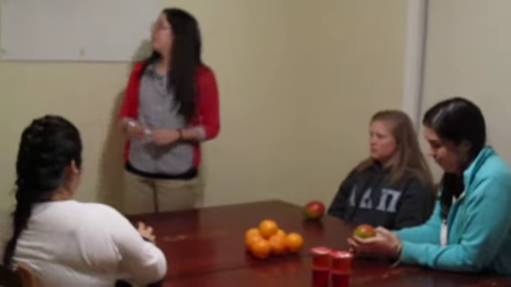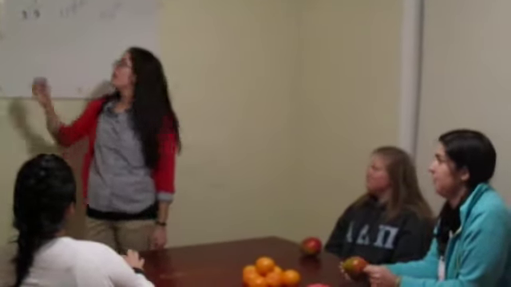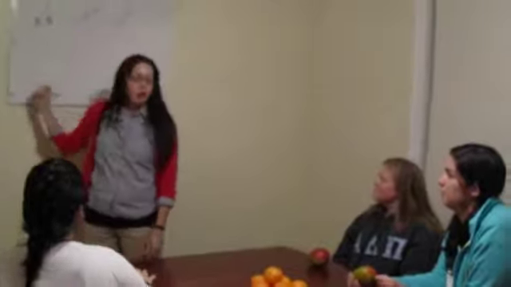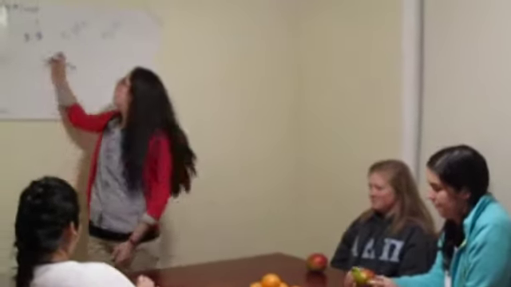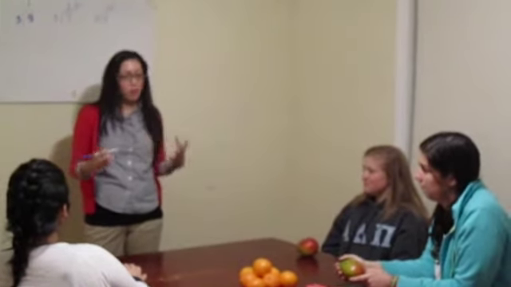Okay, so how many mangoes did we have in total? 3. Okay, so we had 3 mangoes that we started out with. And how many people did we divide by? 3. Okay, so how many mangoes did every person end up with? 1. Okay, so we had 1 mango as a result. Everyone at least got 1 mango.